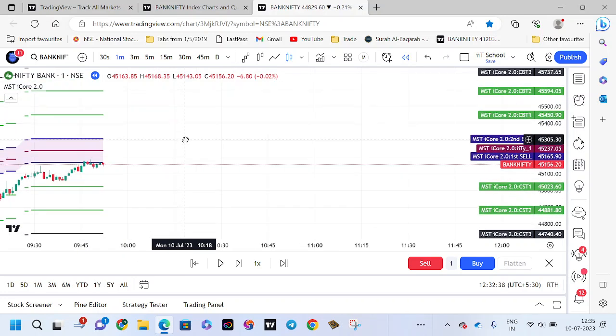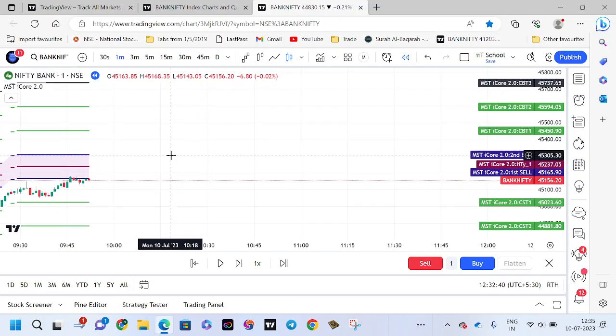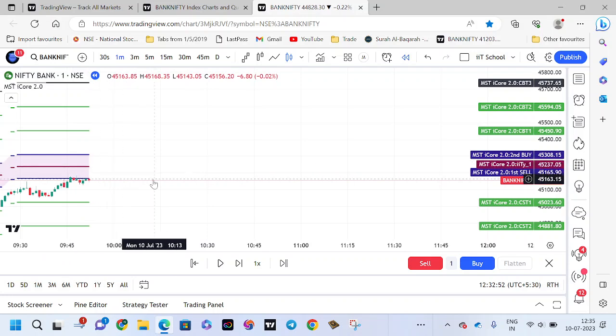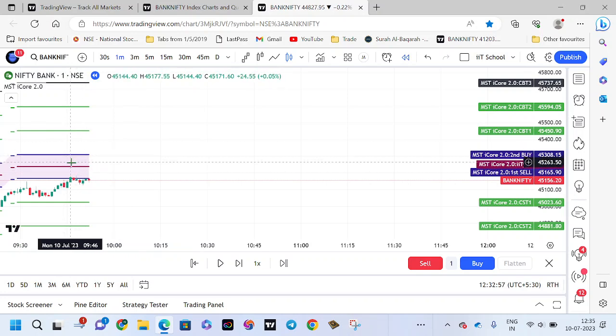This is the first term. Suppose the market is not coming down after the sell entry is activated. What you have to do: the market will be going up and hitting our stop loss, 45,308.15. Since we have taken the spot value here, please wait for the candle to close above the buy level. Once the candle is closed above the buy level and the high of that candle is broken, you can go for the buy entry.